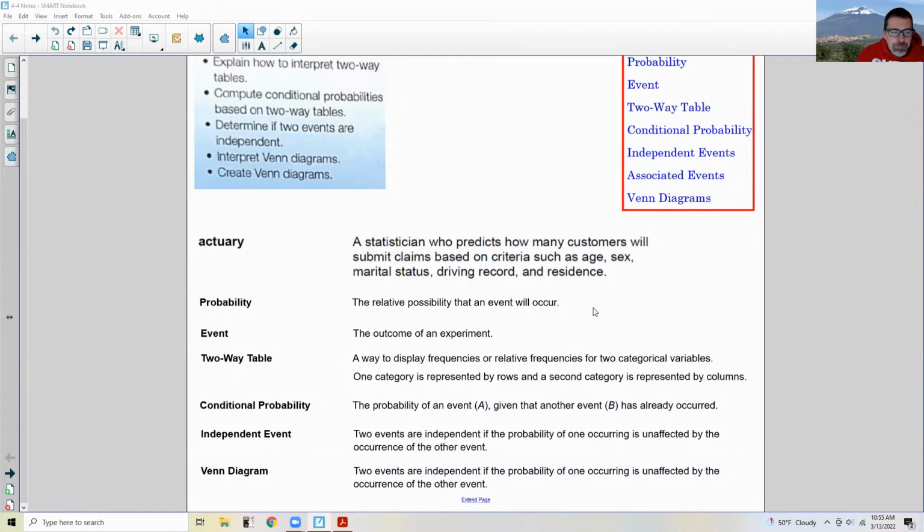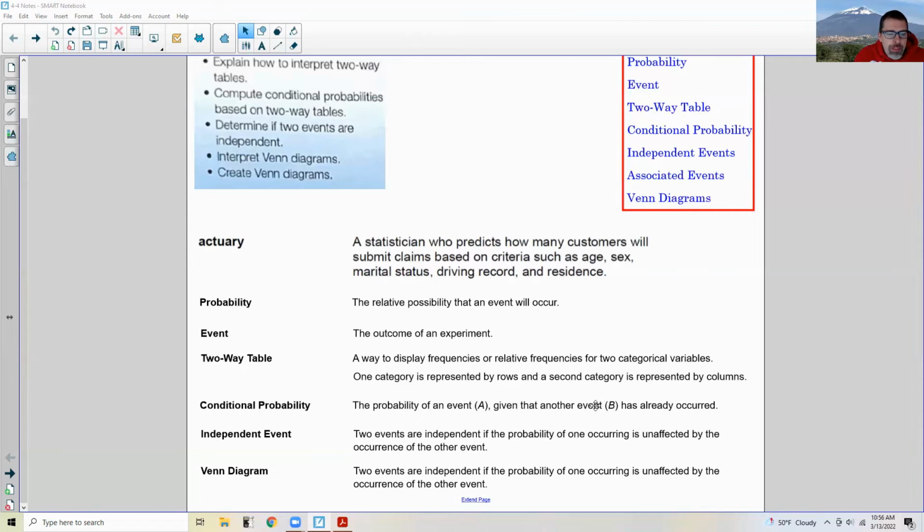Okay, so probability is a relative possibility that an event will occur. What is the probability of flipping a heads with a coin? There's a relative possibility that heads will occur if I flip it, so that's a probability. An event is the outcome. So if I flip that coin and it comes up tails, the tails is the outcome of that experiment.